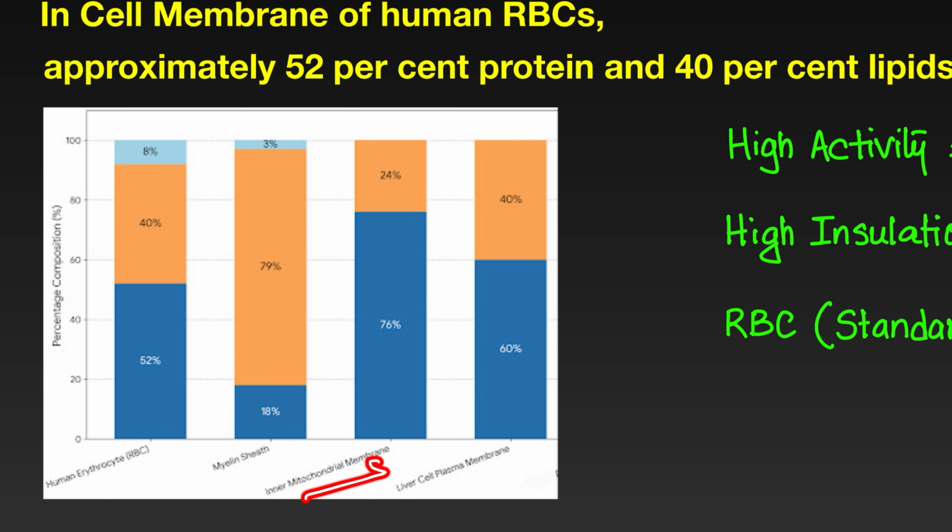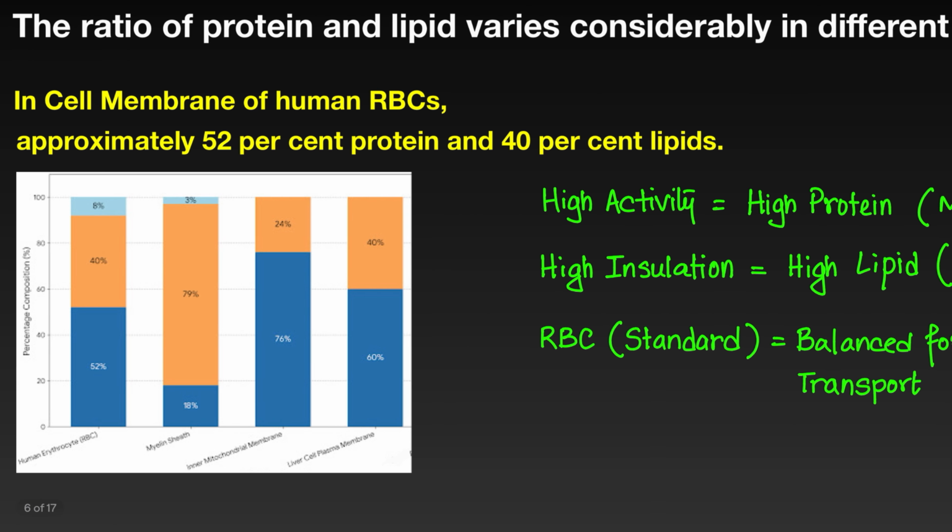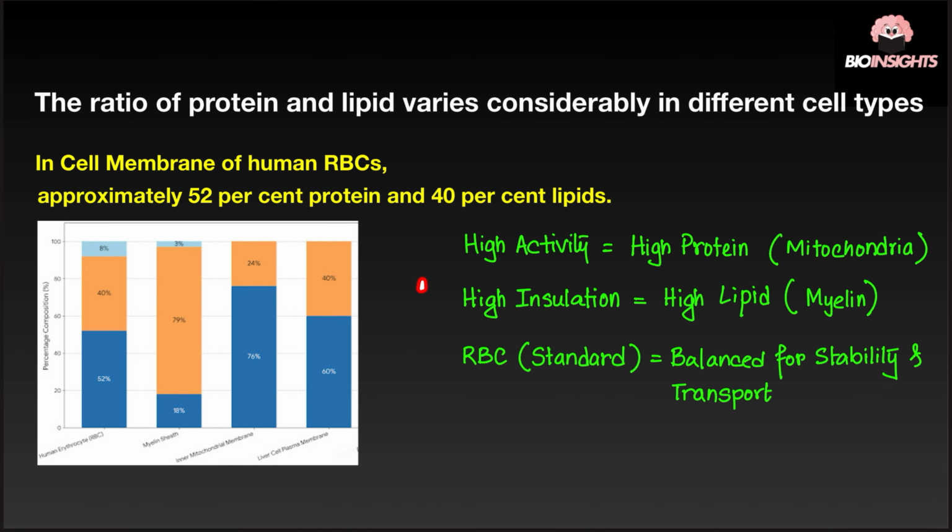From here we can conclude that if the primary job of the cell membrane is insulation, it contains higher lipid. For example, in the myelin sheath we can see there are higher lipids because the primary job of the myelin sheath cell membrane is to provide insulation. And if the cell membrane is occupied with extreme metabolic activity, for example in the inner mitochondrial membrane, it contains more proteins, because the inner mitochondrial membrane is packed with enzymes for the electron transport chain. So high activity means high protein, for example the inner mitochondrial membrane.